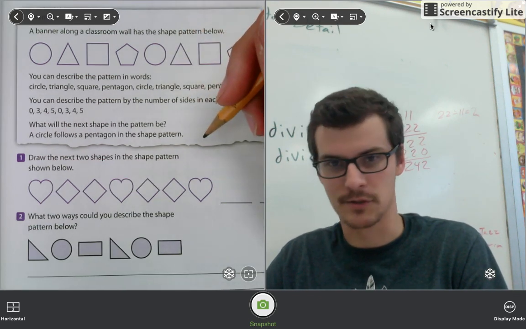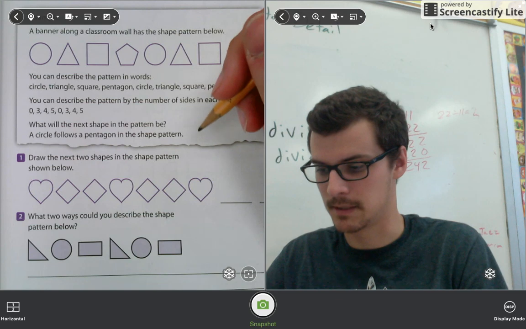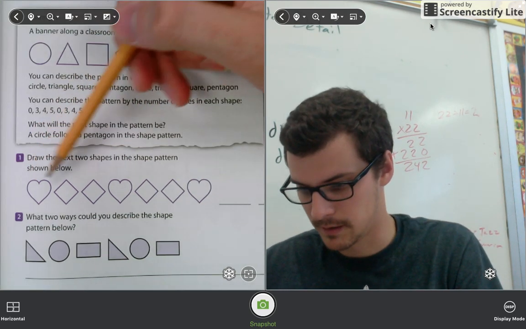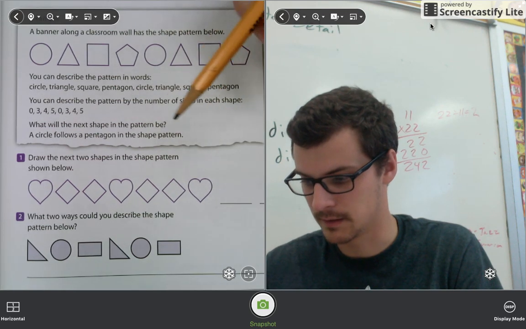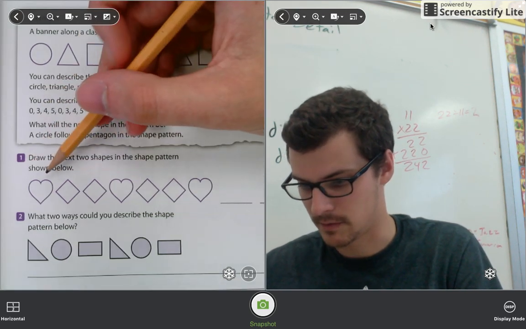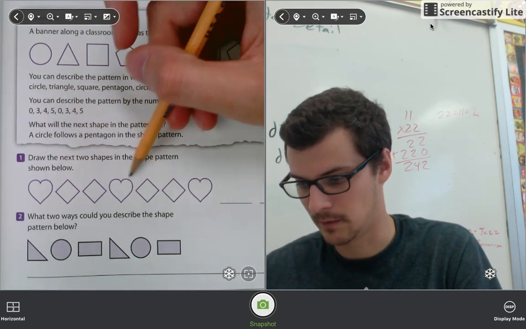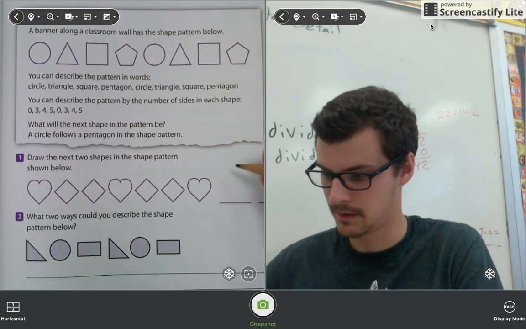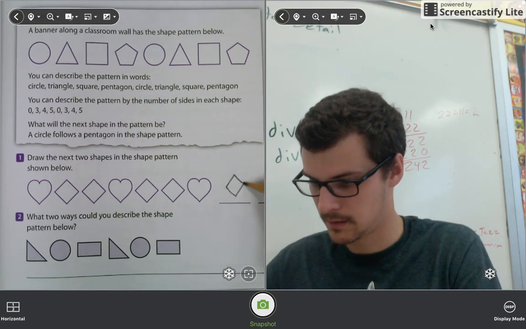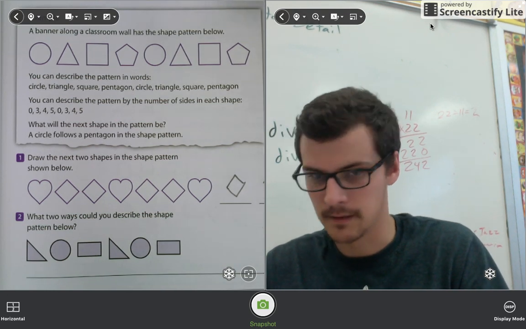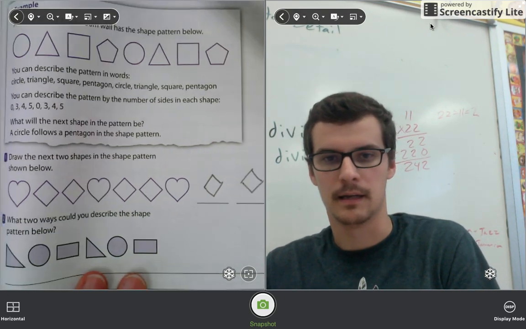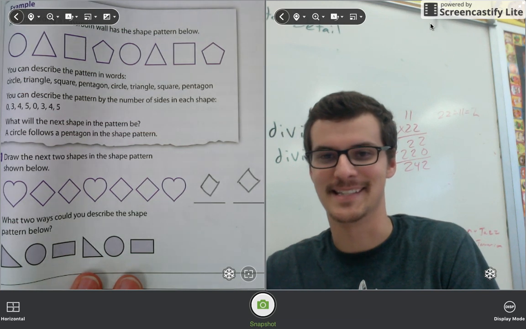Now, this is draw the next two shapes in the shape pattern. So we have heart, diamond, diamond, heart, diamond, diamond, heart. So I know that the pattern is going to be heart, diamond, diamond, heart, diamond, diamond. So heart, diamond, diamond. Okay? And diamond, diamond, since you couldn't see it before.